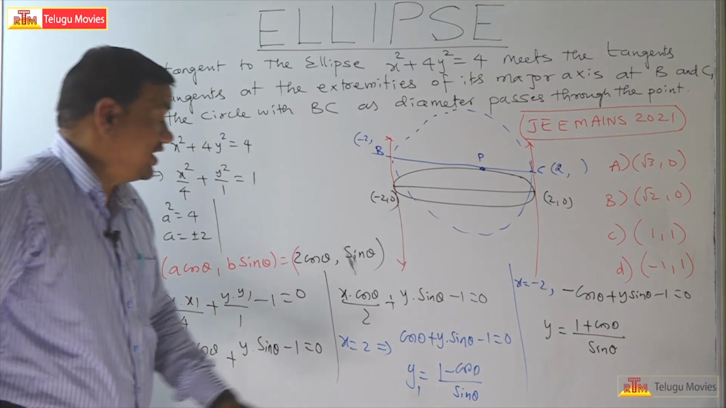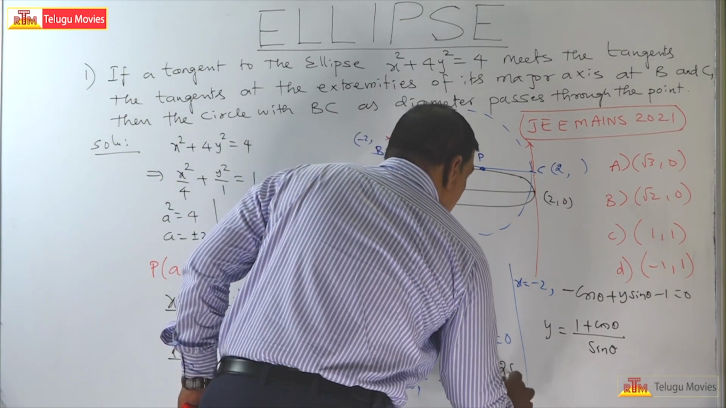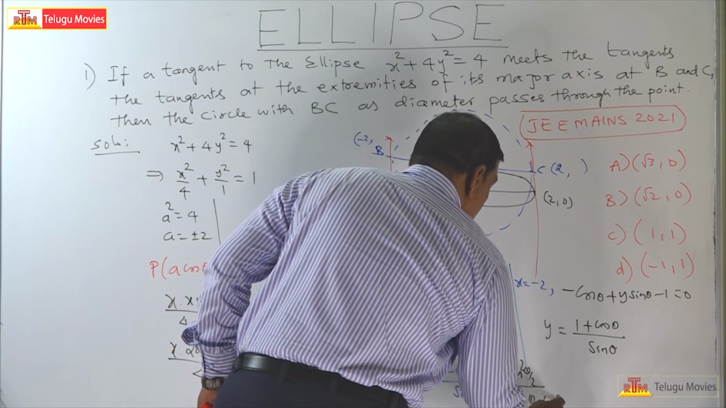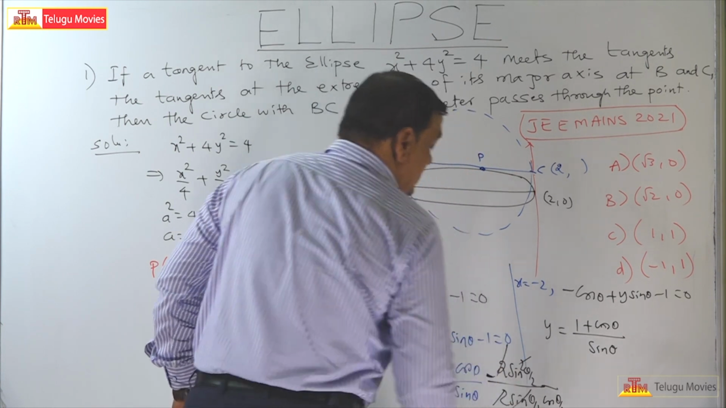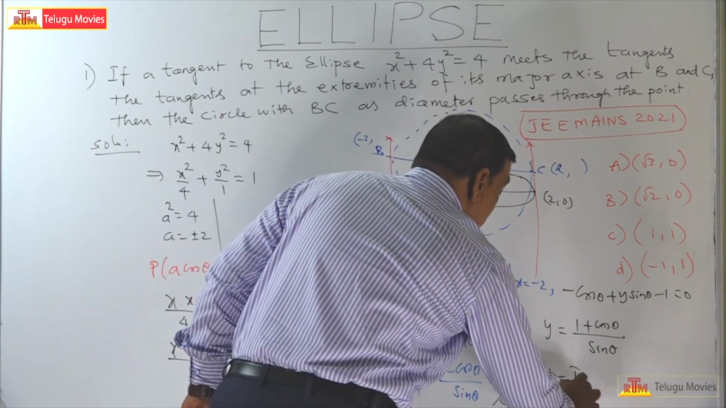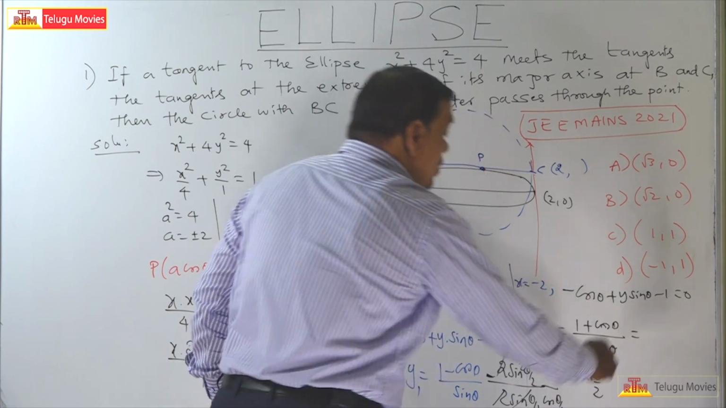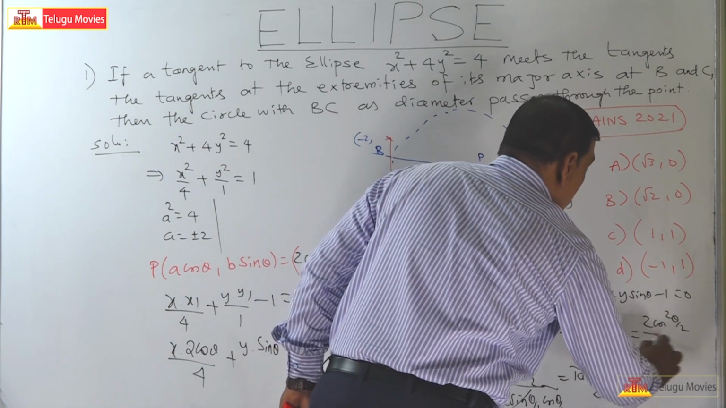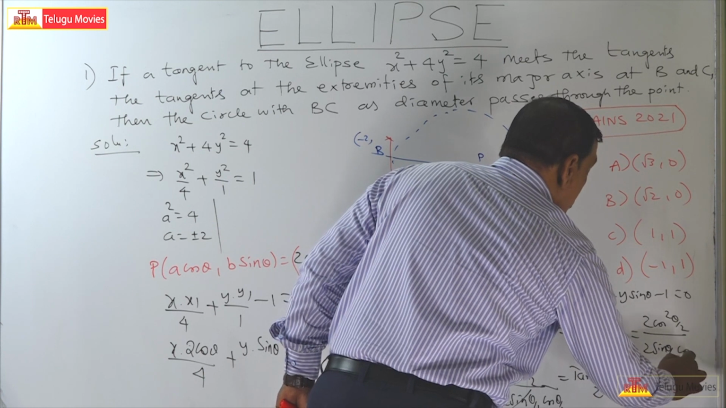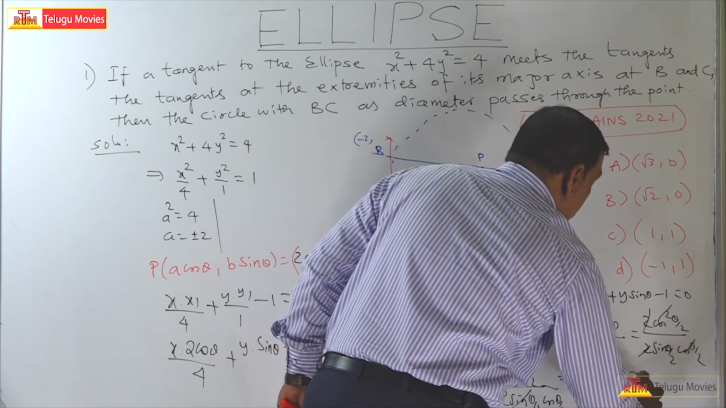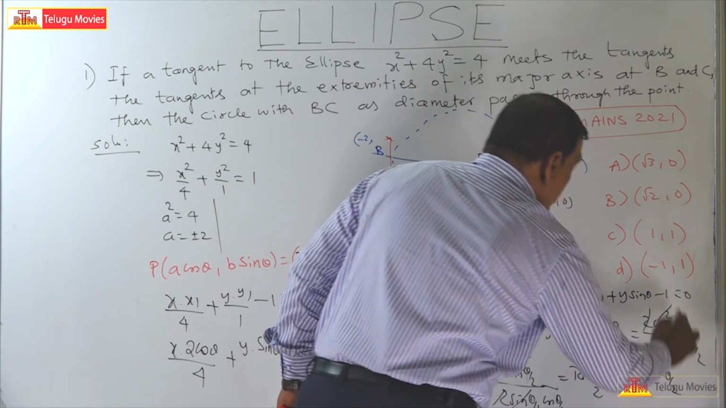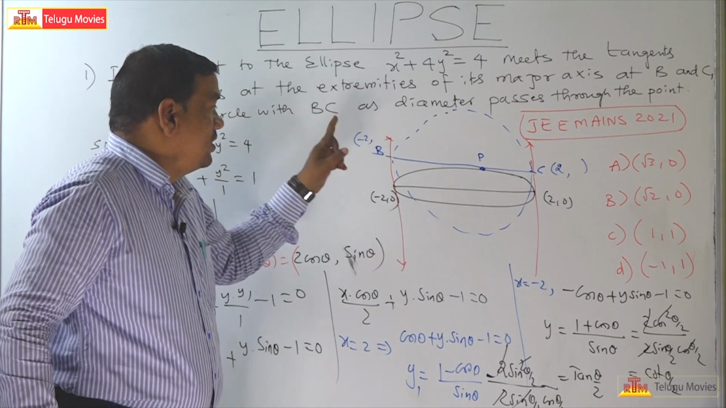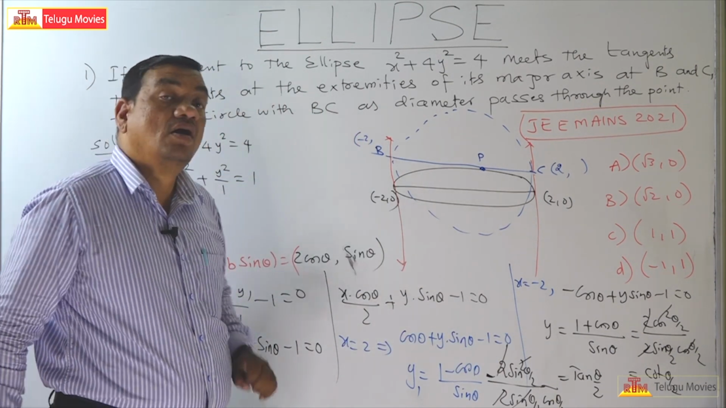So still we can reduce this. 1 minus cos theta we can write as 2 sin square theta by 2, and sin theta is 2 sin theta by 2 cos theta by 2. So 2 cancels, sin theta by 2 also cancels, so we get tan theta by 2. Right, 1 plus cos theta is nothing but 2 cos square theta by 2 over 2 sin theta by 2 cos theta by 2. 2 cancels, one cos theta by 2 cancels, so this is cot theta by 2. So on the whole, the point C is (2, tan theta by 2) and the point B is (minus 2, cot theta by 2).